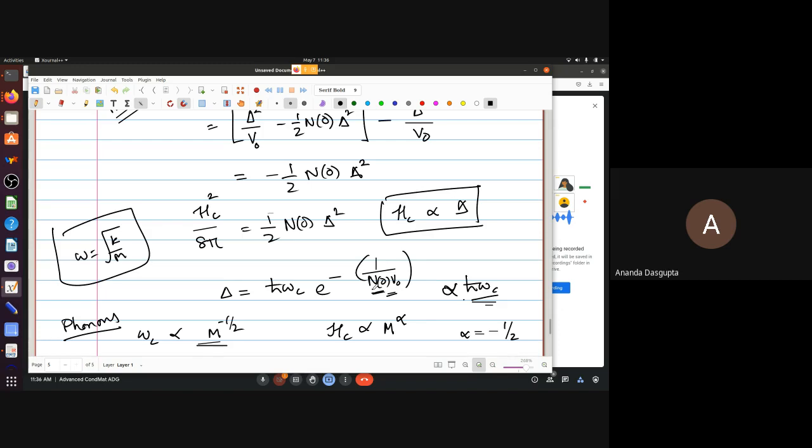Now, that is really not a perfect approximation to make. N0 is the density of states near the Fermi level that hardly changes, but V0 often changes. And so, especially for high temperature superconductivity, the behavior is often very different. It is not of the form m to the alpha, but alpha is not minus half there.